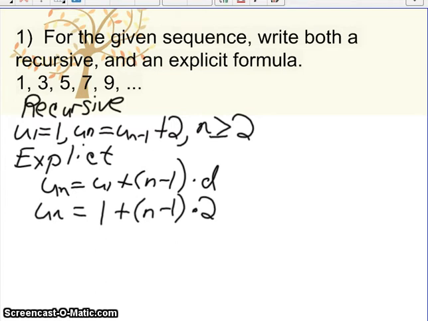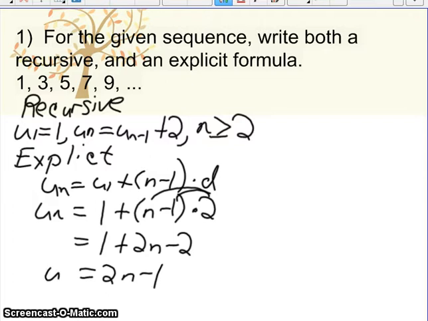All right, so that's in explicit form. It's not necessarily in simplest form. You could distribute the 2 and then combine like terms. As a matter of fact, let me just do that. Depending upon the way the question is worded, you might want to do that. Let me distribute that 2 to both terms, and then combine like terms. There's an explicit formula.